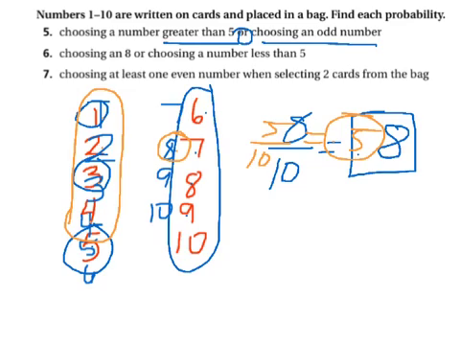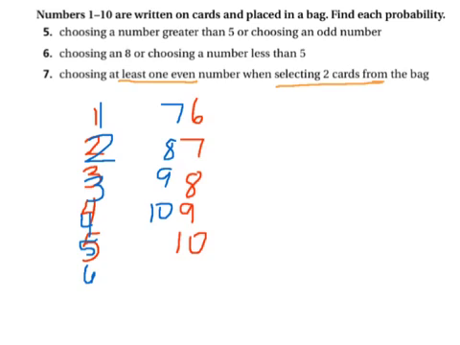And last but not least, number 7, choosing at least one even number when selecting 2 cards from the bag. Alright, now the way that you do these at least problems is by figuring out what's the probability that no even numbers will be selected, and then we'll just do 1 minus that answer.